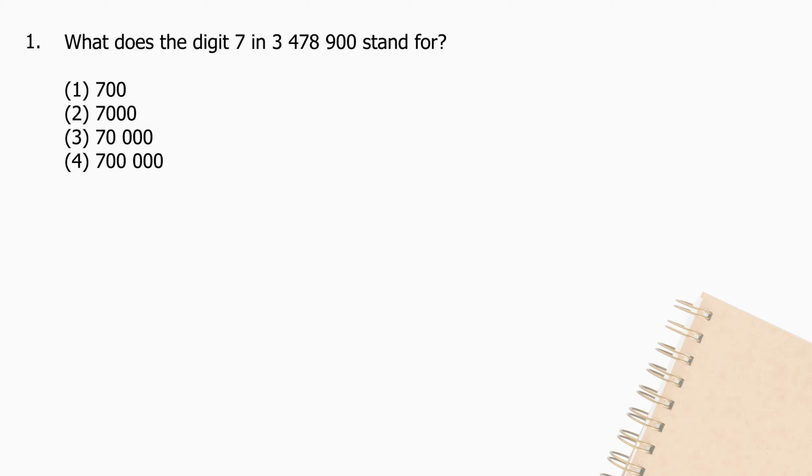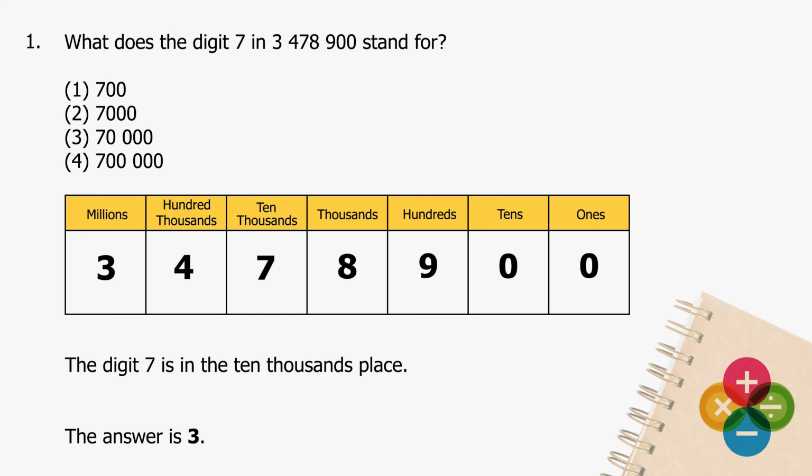Question 1. What does the digit 7 in 3,478,900 stand for? The digit 7 is in the 10,000s place. The answer is 3.